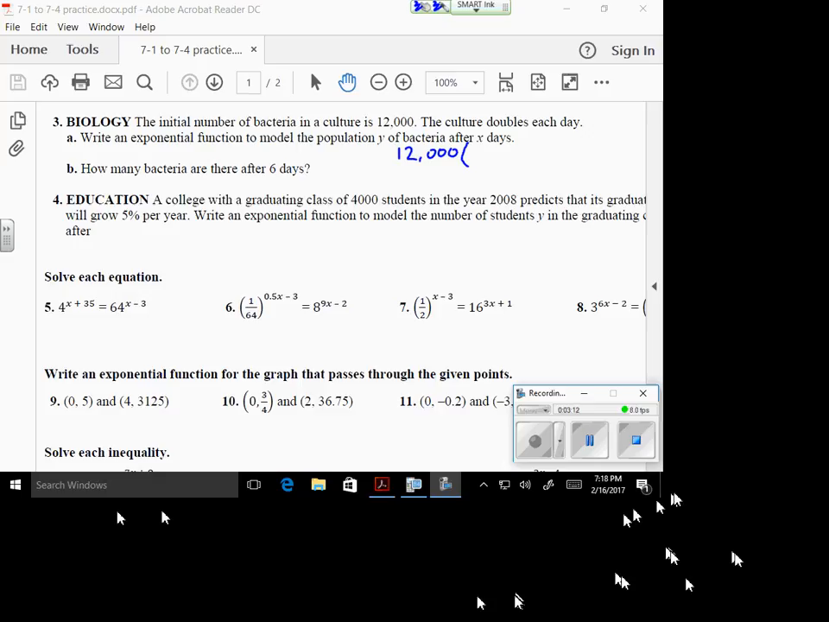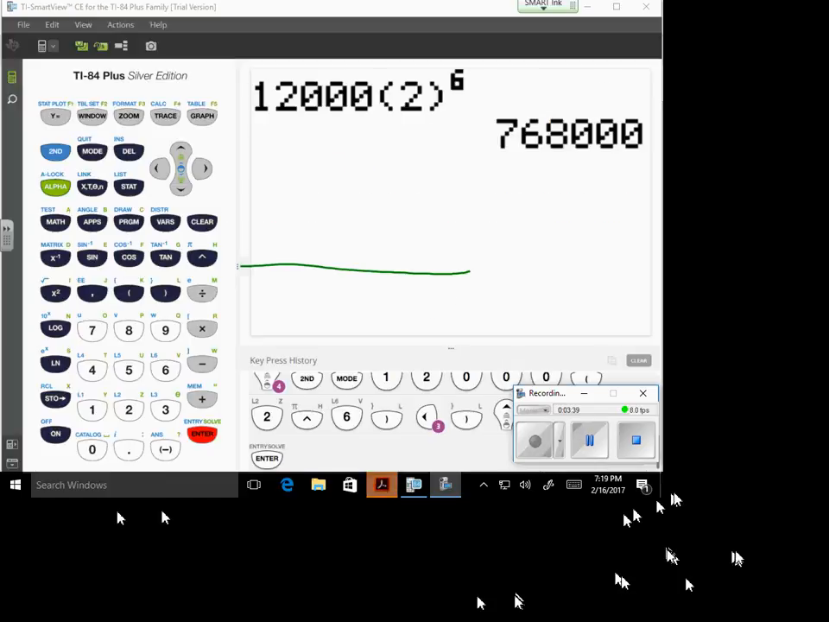For number 3, we start out with 12,000. That'll be our A. Our base, since it doubles, is going to be 2 to the x power. Y will be the number of bacteria after x number of days. So how many bacteria will there be after 6 days? 12,000 times 2 to the 6th would be 768,000.